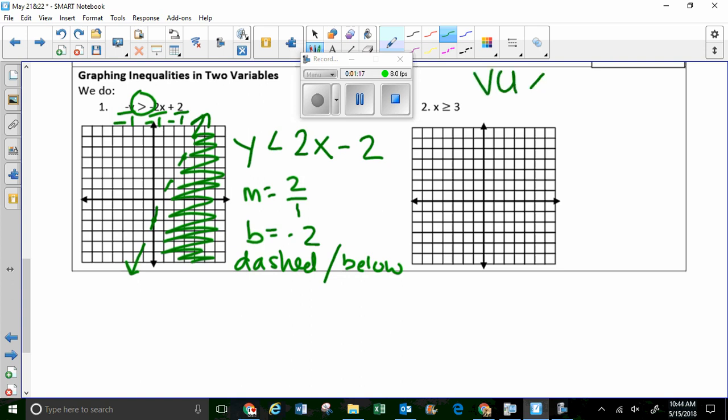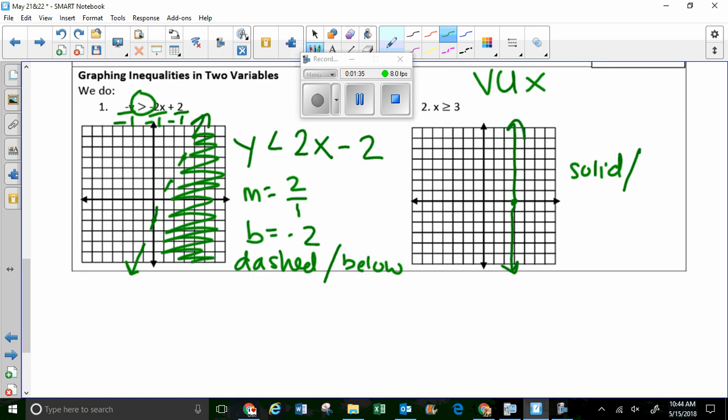It's a vertical line, which means it's vertical with an undefined slope. So go over to x is 3, and it's going to be a solid line because it's "or equal to." And then we'll talk about shading in a second. So go ahead and draw that vertical solid line.